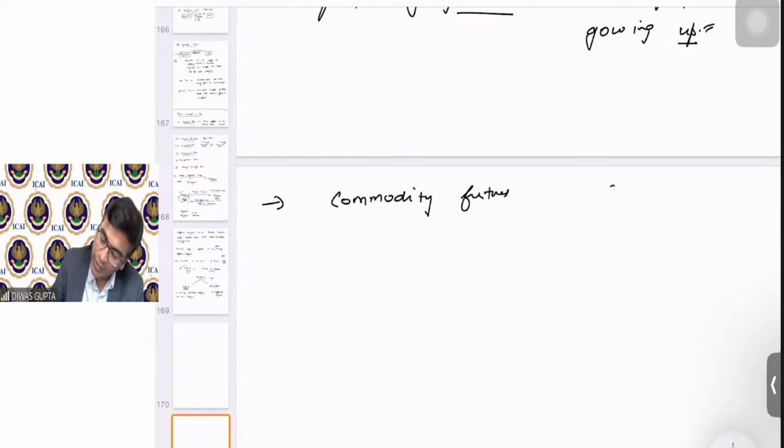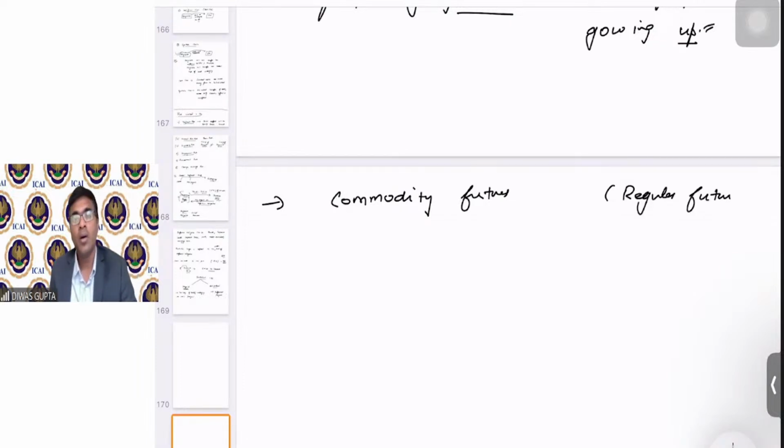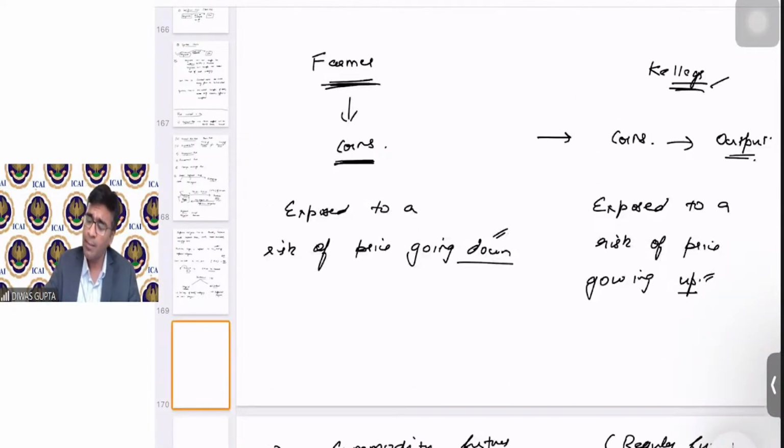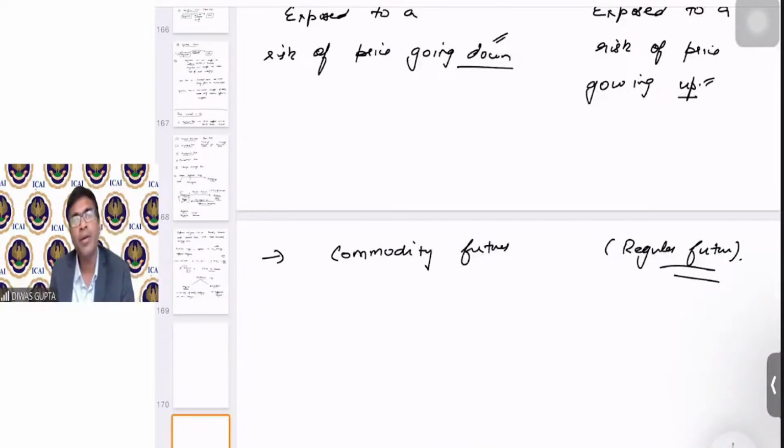Again, very similar to the regular futures that we have studied. No change in that. In regular futures, there is a future seller and a future buyer. The future buyer is going to be Kellogg's company, and the future seller is going to be the farmer. Simple. And the settlement will happen on a net basis. Correct? Settlement will happen on a net basis.